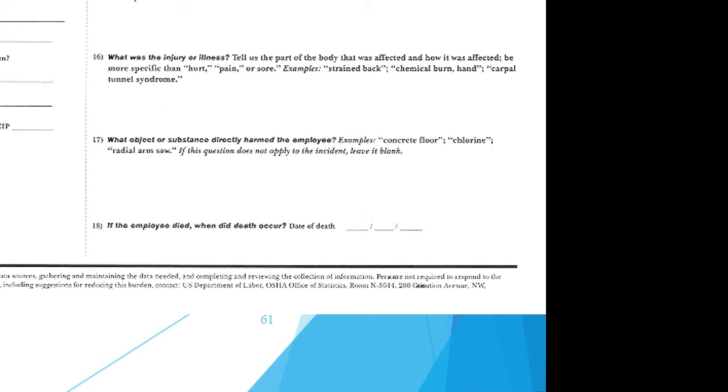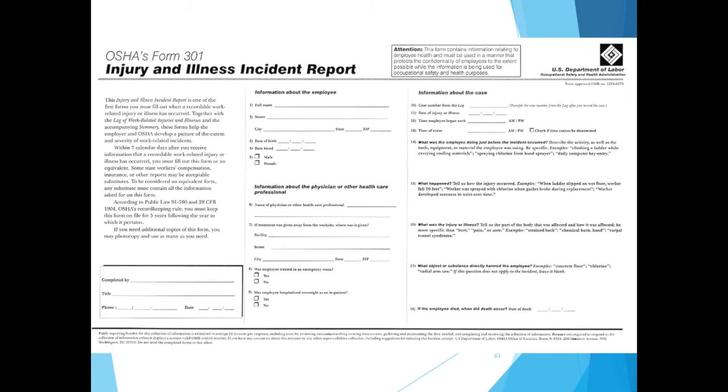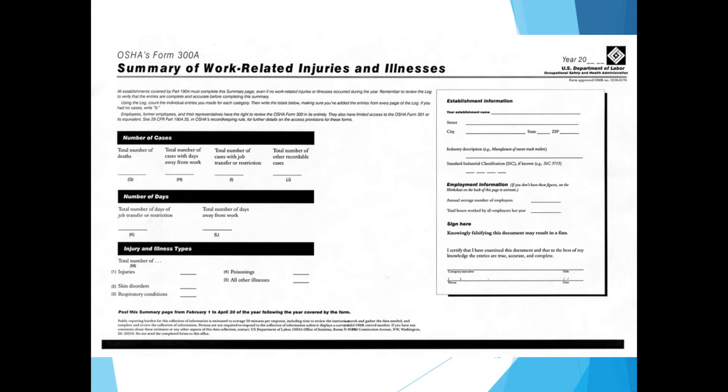So this should all be filled out. If you need some additional paper, you just fill it out or type it out and print it and attach it to the sheet. You have to do this within 7 calendar days that you receive the injury, the recordable injury. You have to do this, the 300 and the 301 logs, within 7 calendar days to make sure that that's in.